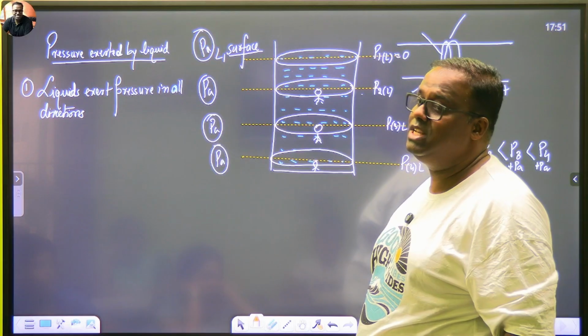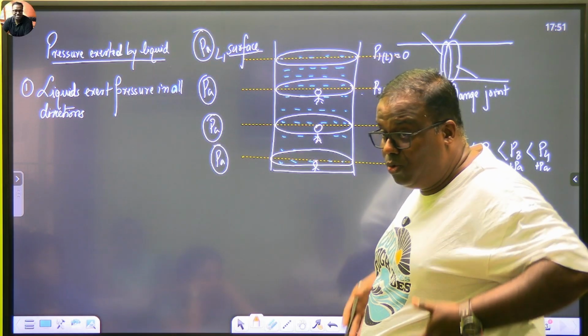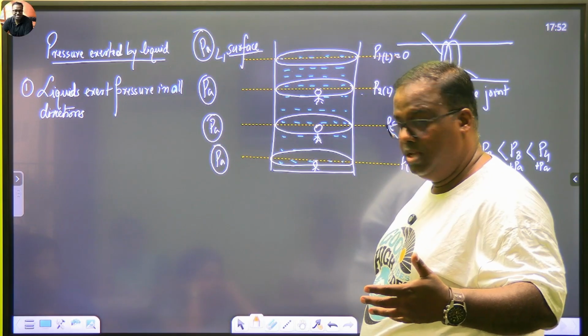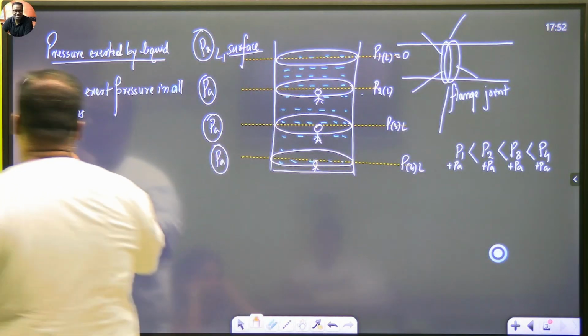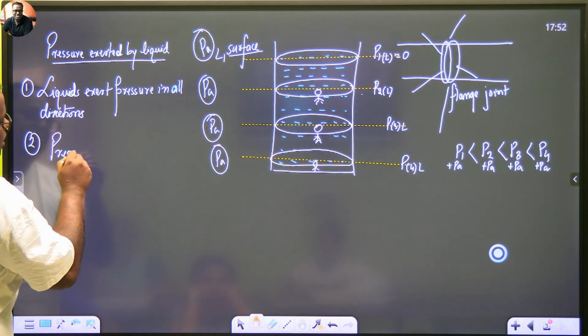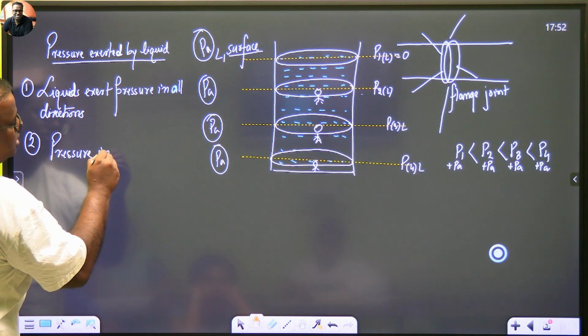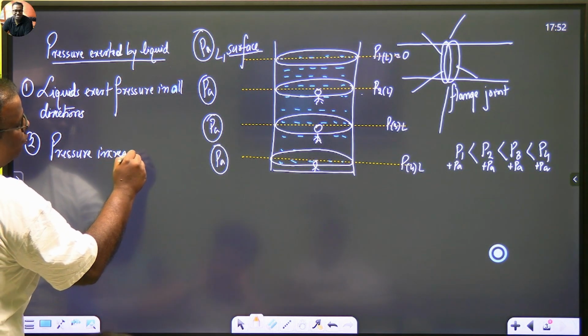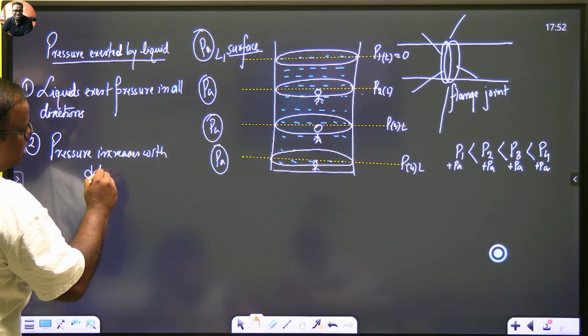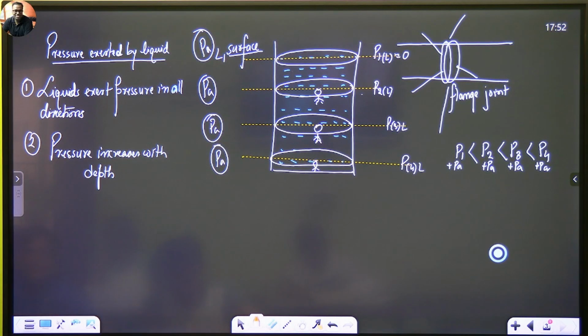So what do we sense from here? As we go down the depth, pressure increases. So this is a very nice finding that we found. We say pressure increases with depth.